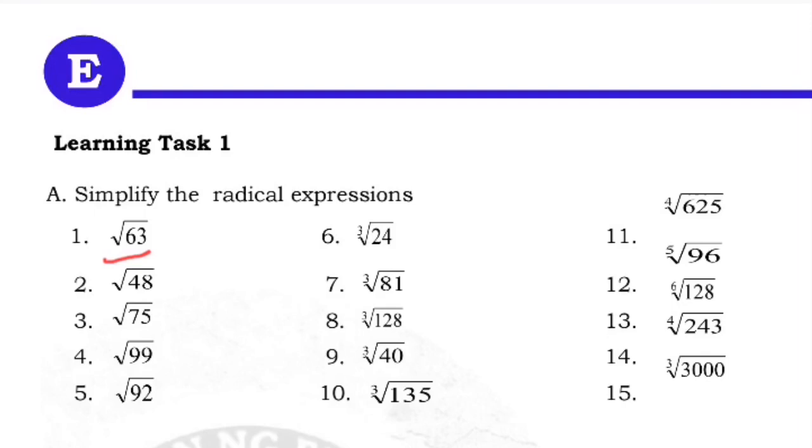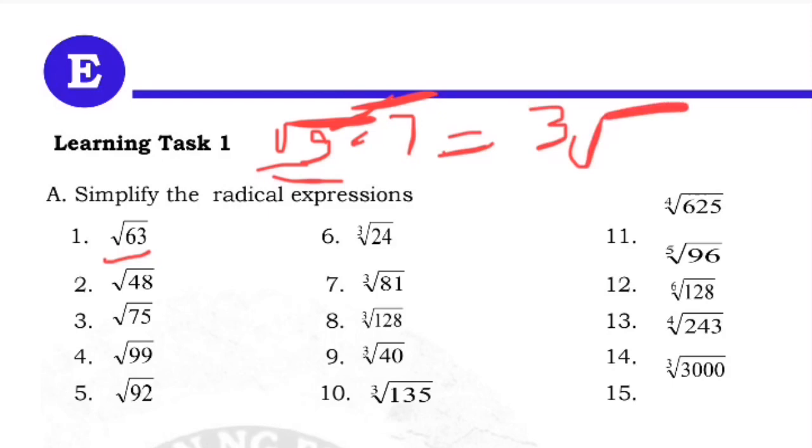So square root of 63, we can express that one as square root of 9 times 7. 9 times 7 is 63, and 9 is a perfect square. Then applying nth root of A times B equals nth root of A times nth root of B, we can have this one as square root of 9 times square root of 7. Square root of 9 is 3, so our answer will be 3 times square root of 7.